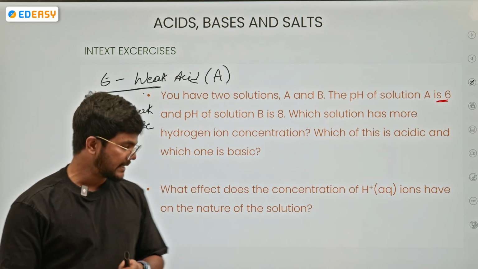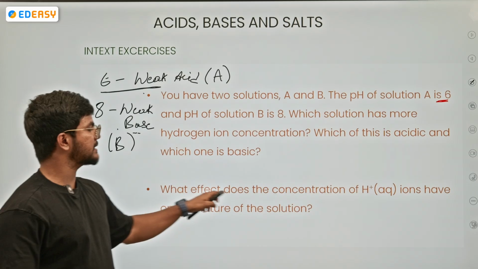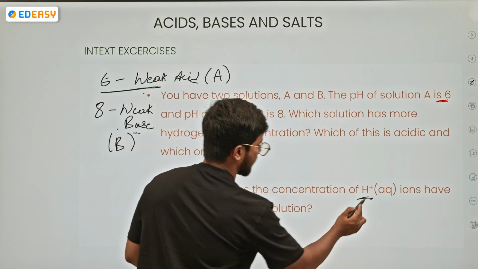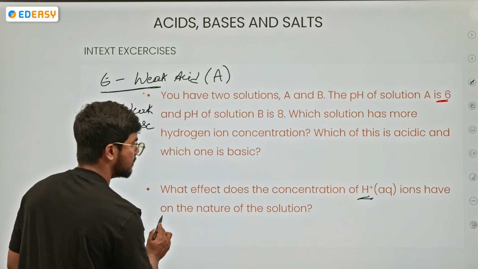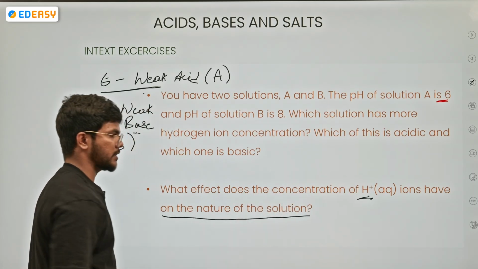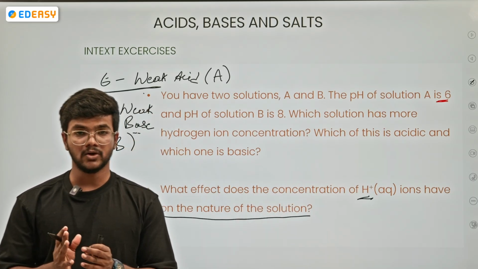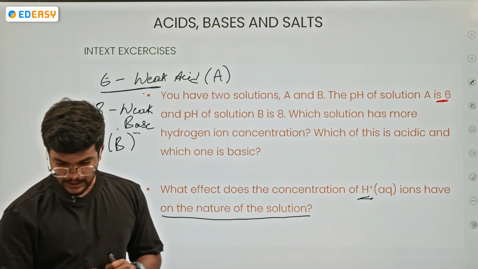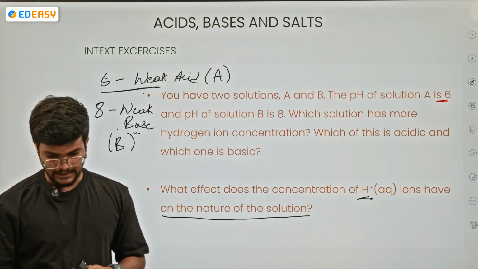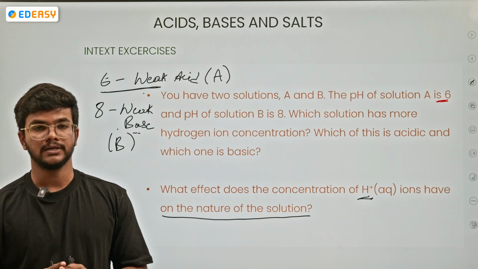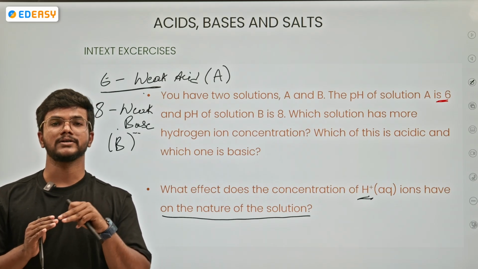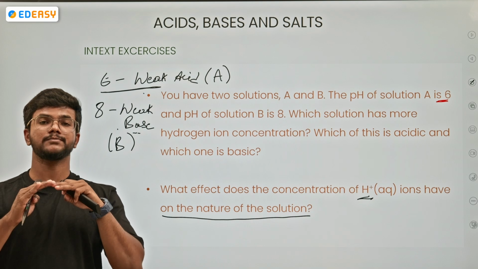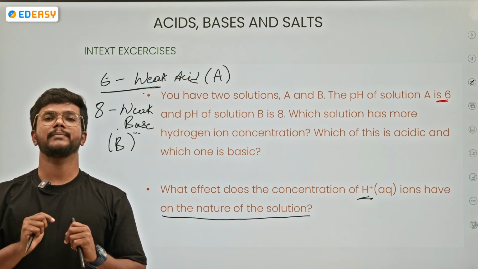Next, what effect does the concentration of H plus ions have on the nature of a solution? When the H plus concentration increases, it is nothing but, let me know in the comment section. Yes, acidic in nature. So when the H plus ion concentration is more in the solution, it is an acid. When the H plus concentration decreases, it will be a base.